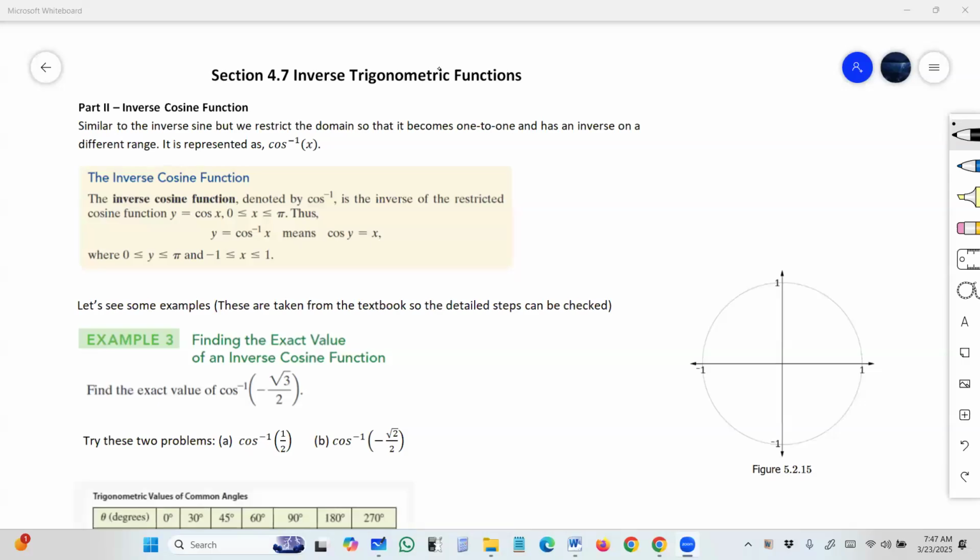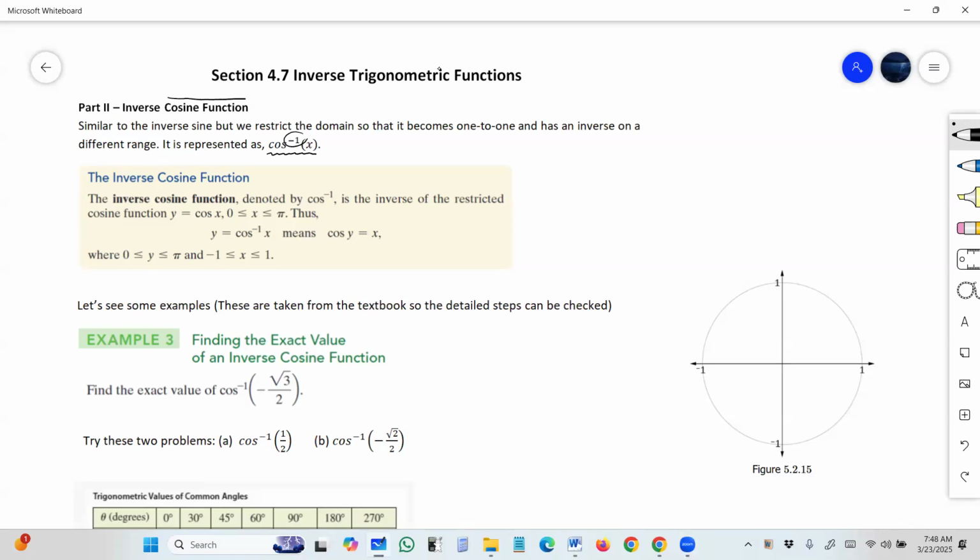Hi, hello everyone. This is the second video dealing with section 4.7, inverse trigonometric functions, but this is the second part where we deal with the cosine function, or inverse cosine. The notation, just as with sine inverse, is cosine inverse of x, and this again does not mean that the cosine is raised to a negative power. It's just a notation for the inverse cosine function.